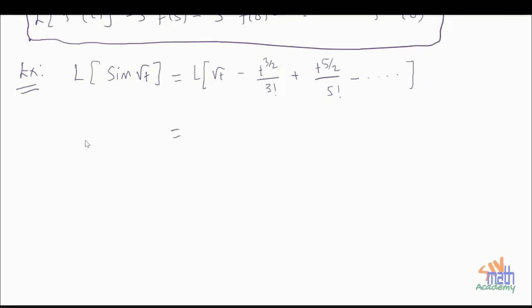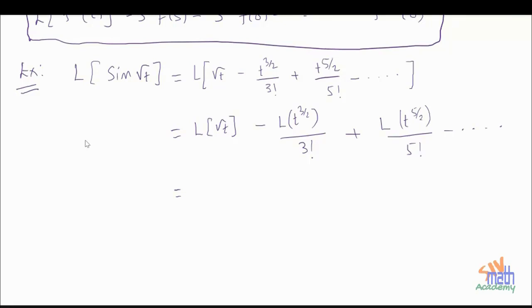And which is equal to, according to the linearity property, L of root t minus L of t power 3 by 2 upon 3 factorial plus L of t power 5 by 2 upon 5 factorial minus dot dot dot. You can write like this. And L of root t is equal to what?